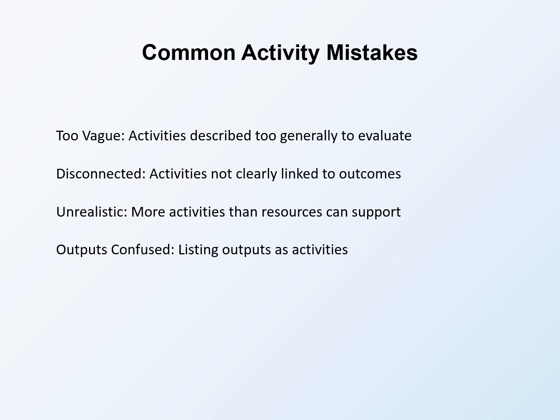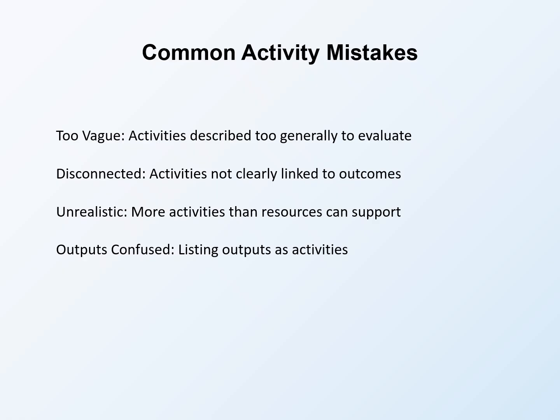Several common mistakes undermine activity descriptions. Too vague: activities are described so generally that they cannot be evaluated. Provide support or help participants is too vague. What specific support? Help how? Be concrete. Disconnected activities are not clearly linked to outcomes. If your activities do not plausibly lead to your stated outcomes, the logic model fails. Every activity should connect to an outcome pathway.